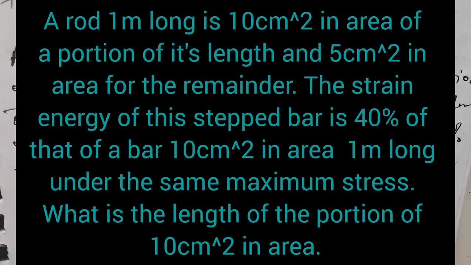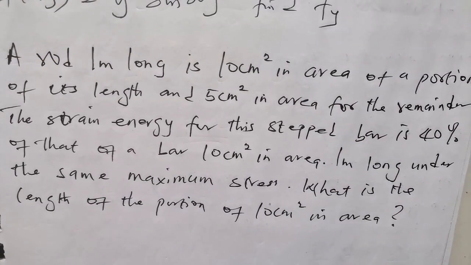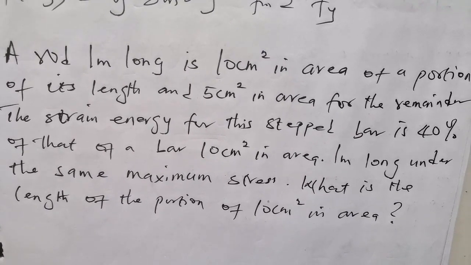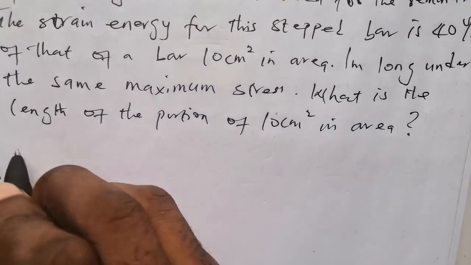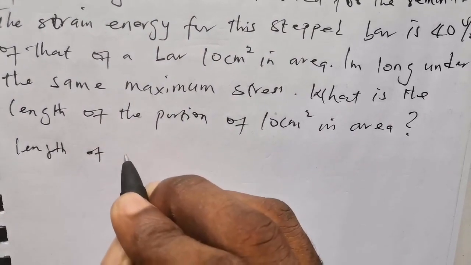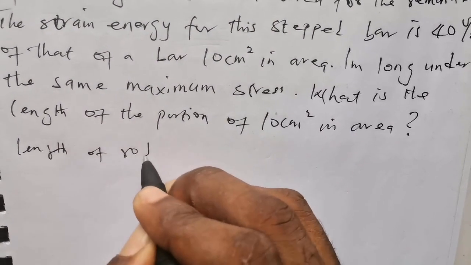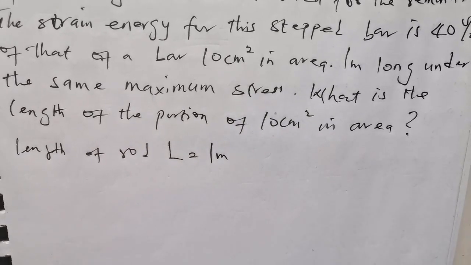Okay, so we are basically going to draw a diagram to properly explain this question. But before that, let's pick out our parameters. We are given that a rod 1 meters long, which means the length of the rod itself, L, is actually 1 meters.